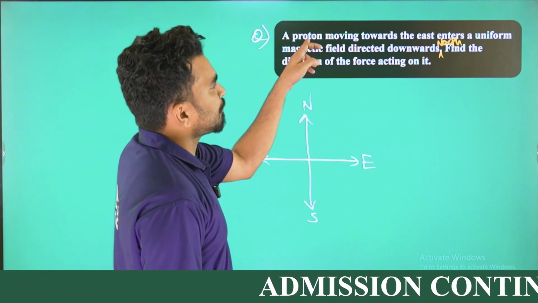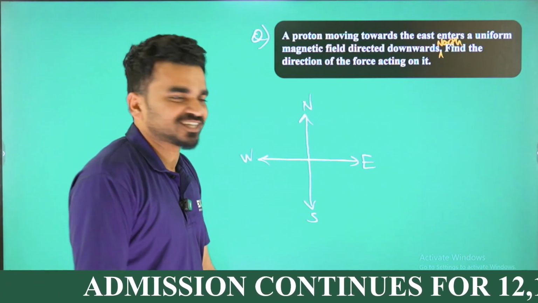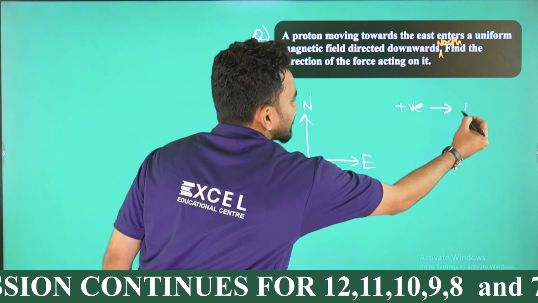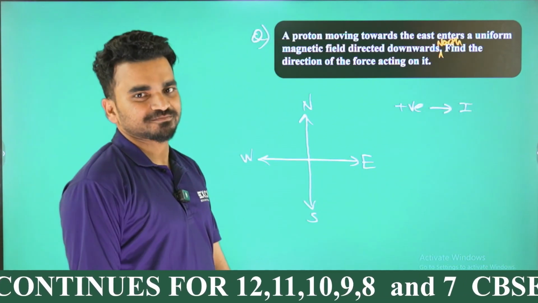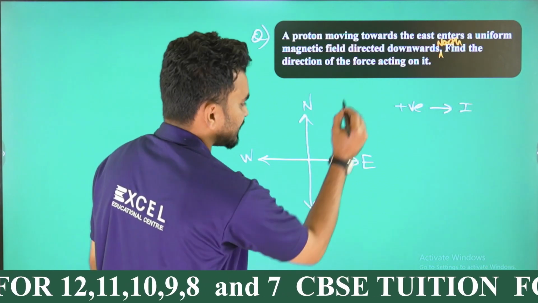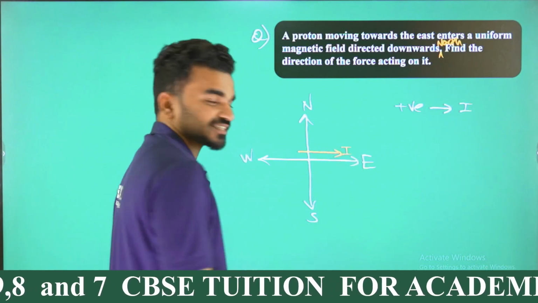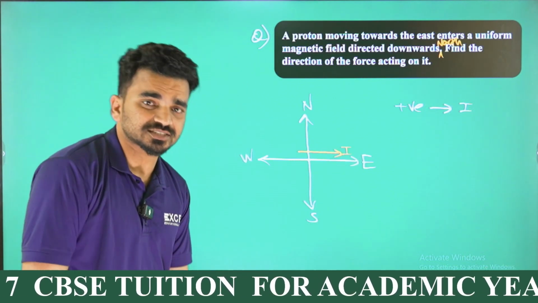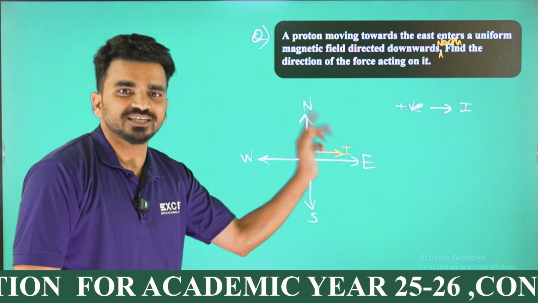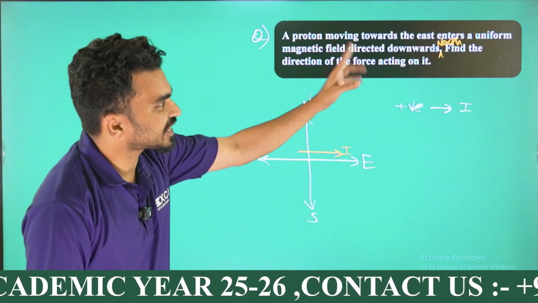Now look, a proton is moving towards east. Proton is what type of charge? Proton is a positive charge, right? Positive charge and current direction are the same. So the proton is moving in the east direction, therefore it creates a current in the east direction. Agreed, right?